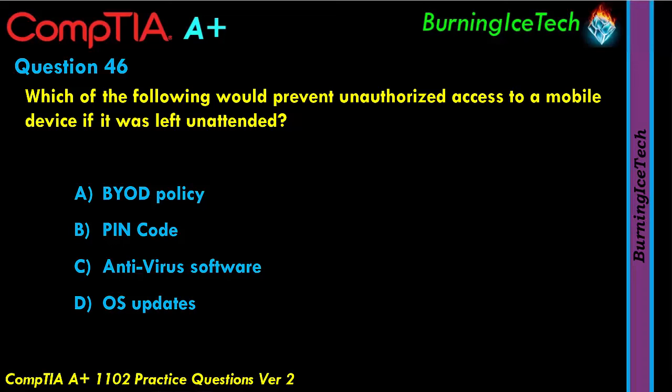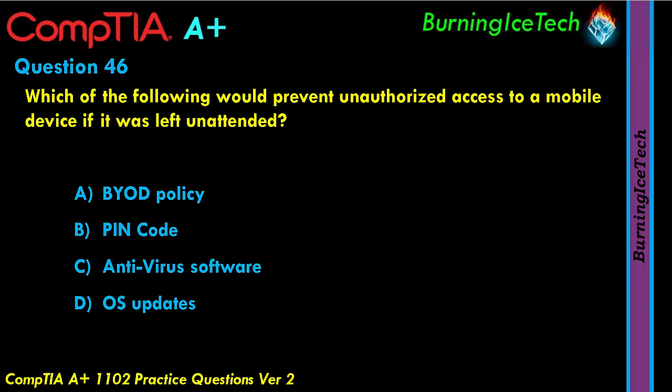C, antivirus software. No, that is something you would use after you've gotten onto the device, and that will allow you to scan for malicious software or prevent this mobile device from getting malicious software. But it's not going to prevent unauthorized access to that mobile device. Is it D, operating system updates? No, that's going to make the device more secure digitally. So if you are already using the device and you're already logged on, that will prevent it from getting compromised. But it will not prevent someone from getting unauthorized access.